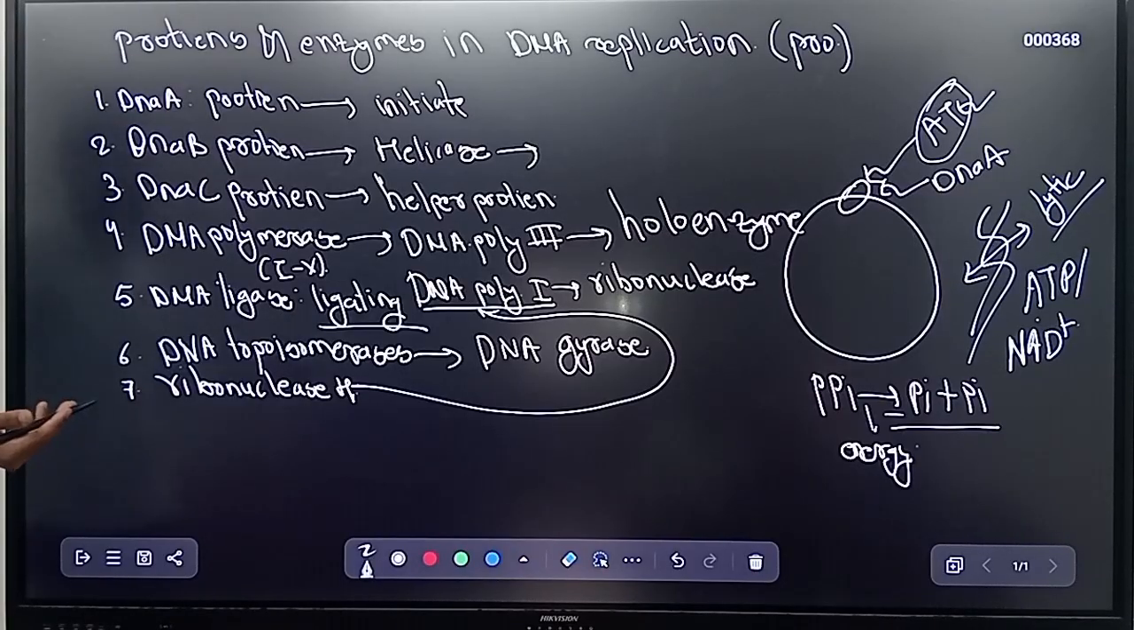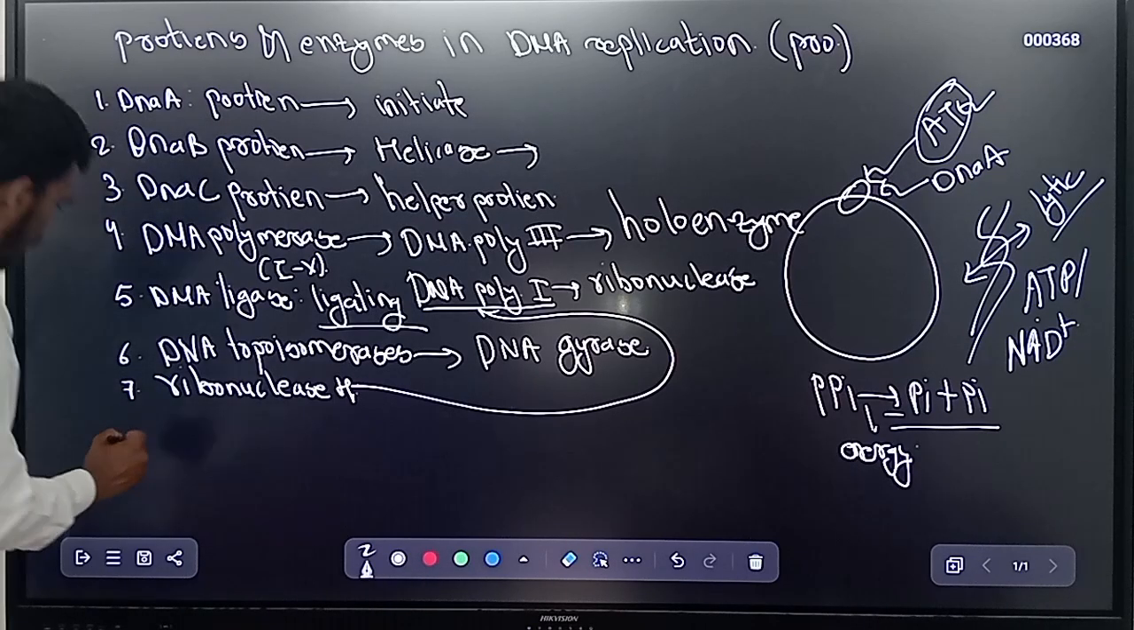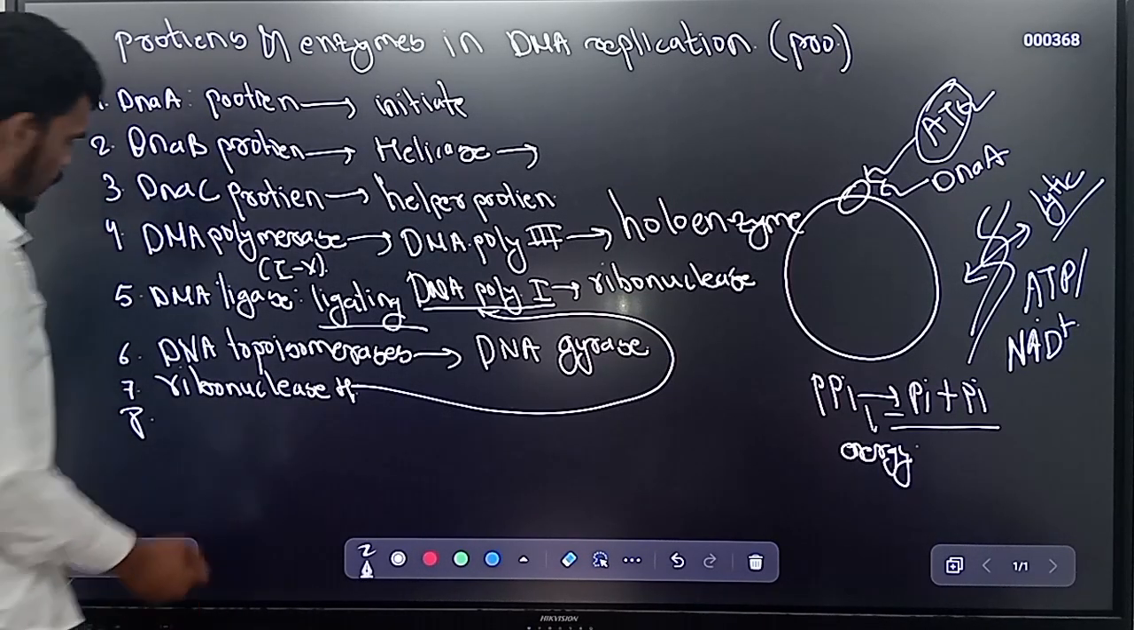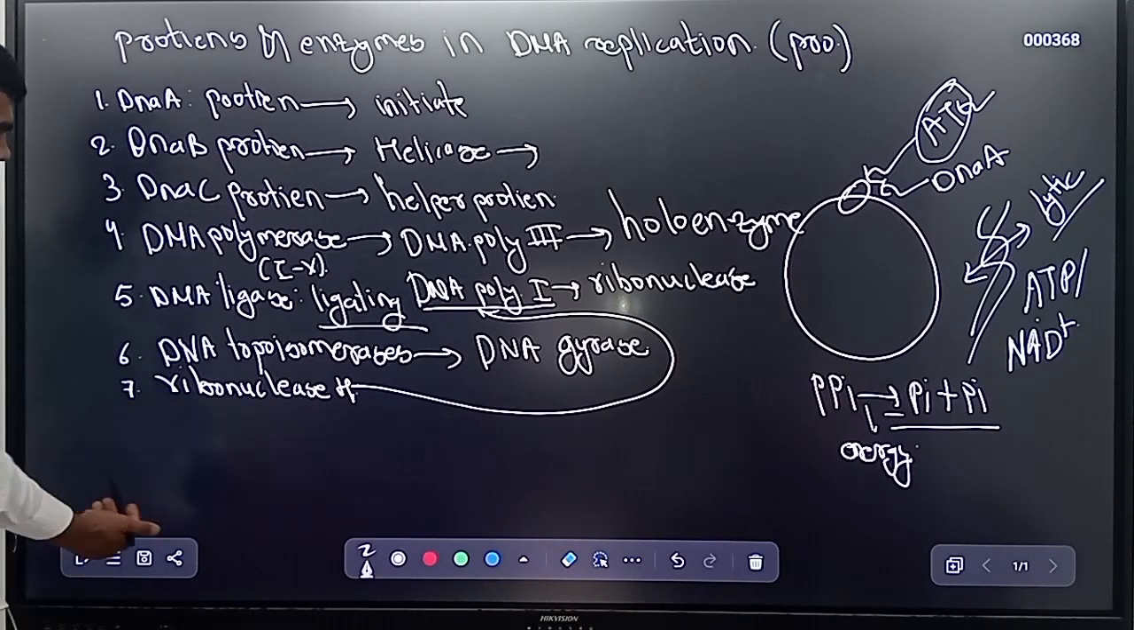DNA topoisomerases are enzymes having double activity. These have lytic activity as well as ligating activity. It will cut as well as bind. And the most important example of DNA topoisomerases is DNA gyrase in E. coli. Gyrase, DNA gyrase.